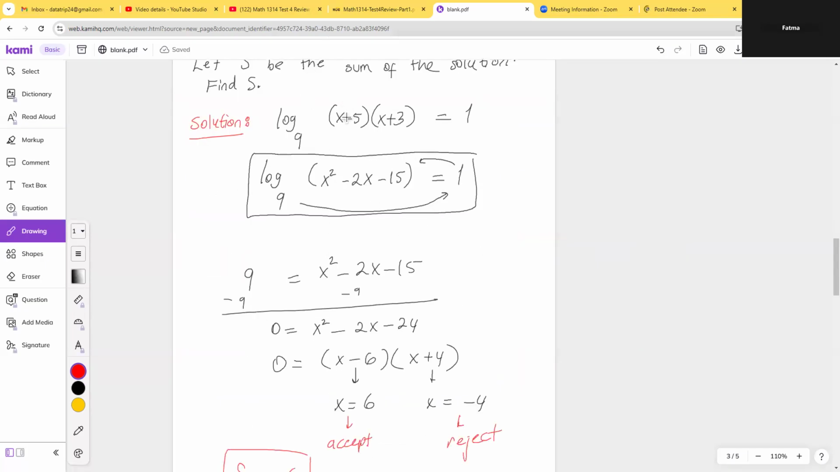Okay, I was multiplying x minus 5 by x plus 3, right? X times x is x squared. X times 3 is a positive 3x. But then you also multiply negative 5 by x, which is a negative 5x. And then you combine the 3x and negative 5x, that gives you a negative 2x.